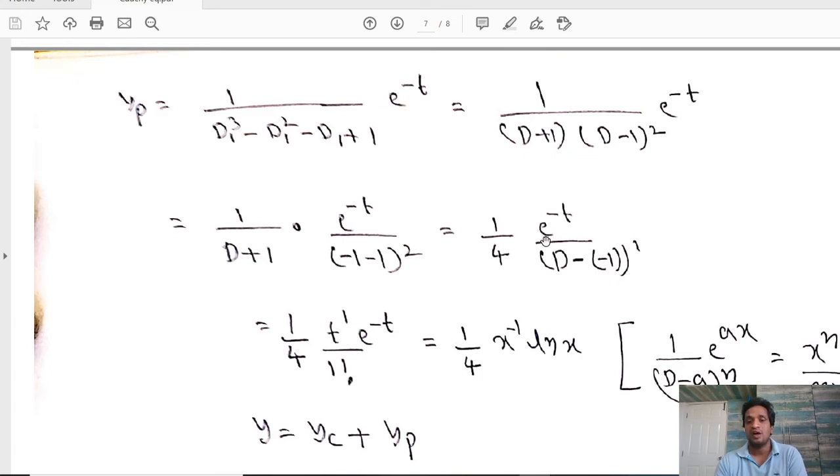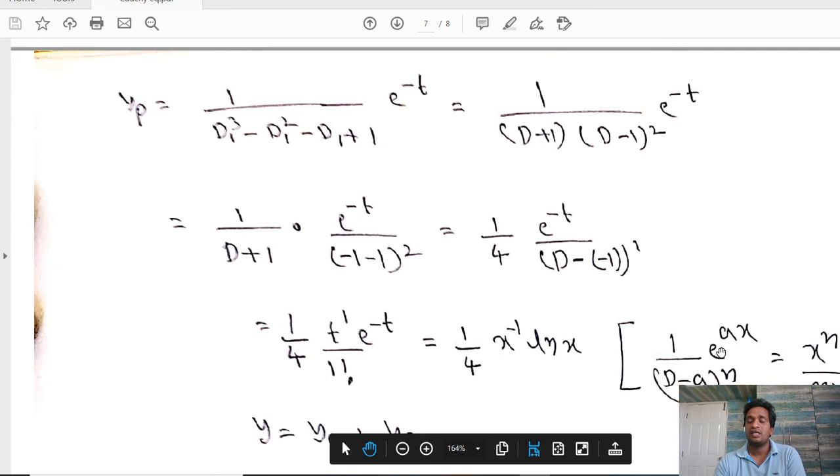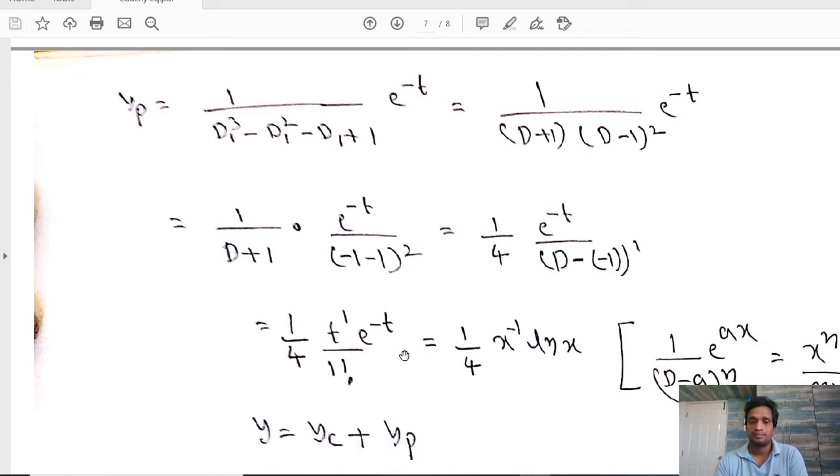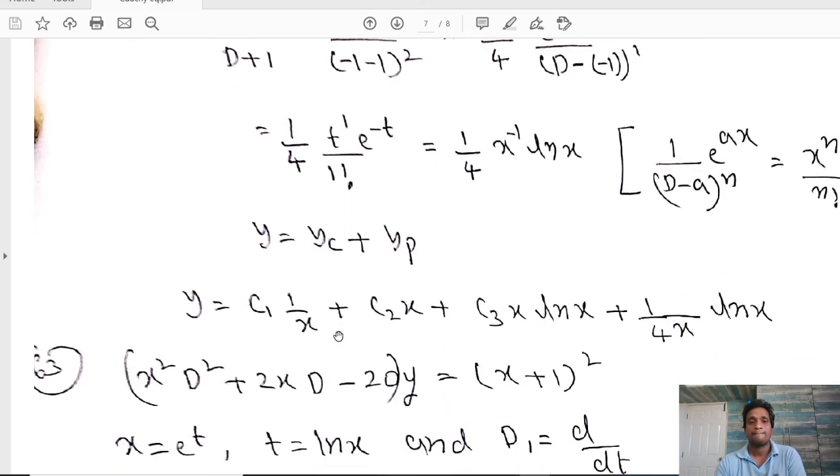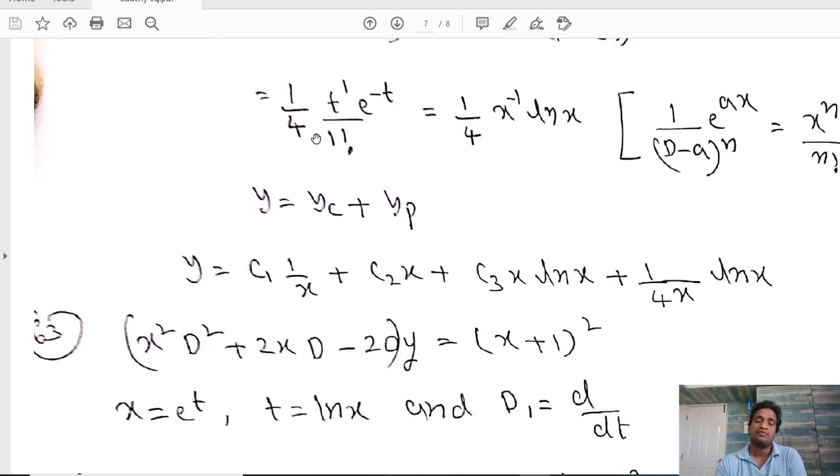See here, it is in the form of 1 by (d minus a) whole power n into e power ax. If I substitute here, it becomes 0. Then the formula is x power n by n factorial into e power ax. That means here the total power of this term is 1. So 1 by 4. So the value becomes 1 by 4 into t power 1 by 1 factorial e power minus t.